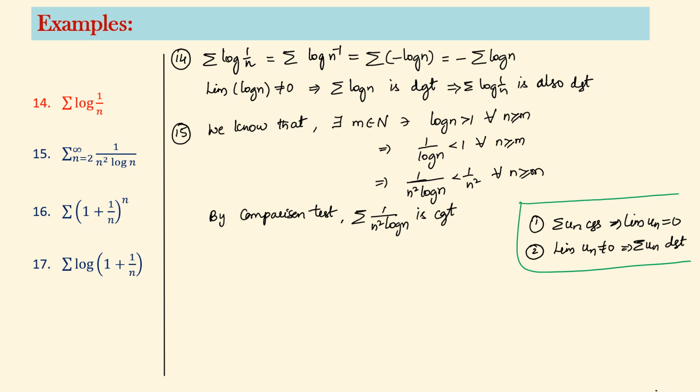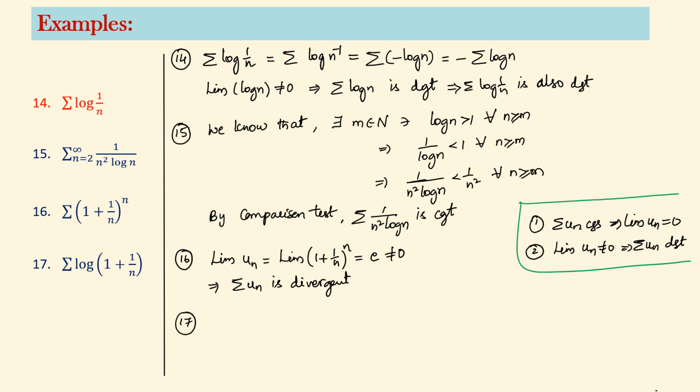So we have applied a comparison test here. And next question, 16th one. By looking at this only, you can say that the limit of this is e, not equal to 0. So by this second point, we say that it is divergent. So limit of un, which is equal to limit of 1 plus 1 by n power n. We know that this formula is e. So it is not equal to 0. So that implies summation un is divergent by this point.